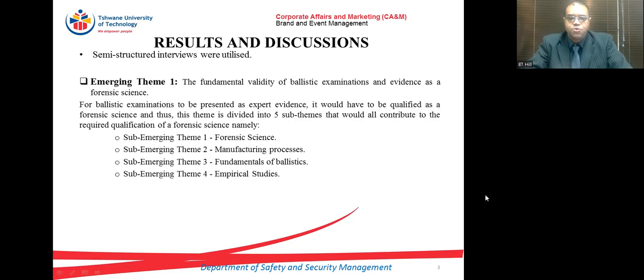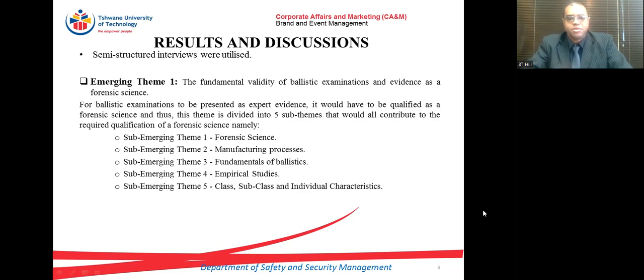Sub-emerging theme number 4, empirical studies. This study has highlighted some proficiency test results that were administered by CTS in 2019, 2020, and 2021. As is evident in the responses from participants 4 and 5, proficiency tests are being conducted locally, but there exists no platform for reporting such test results. The purpose of such test results is to test the operation and/or examination processes, as well as the competency of analysts.